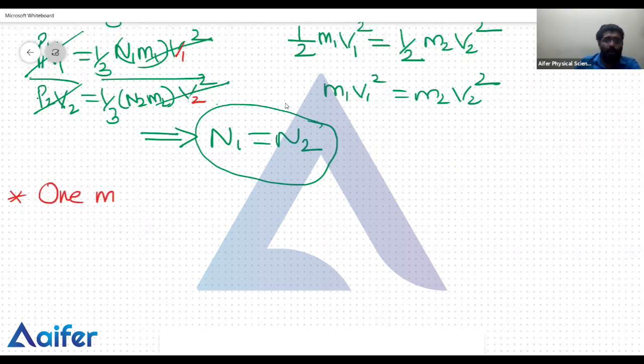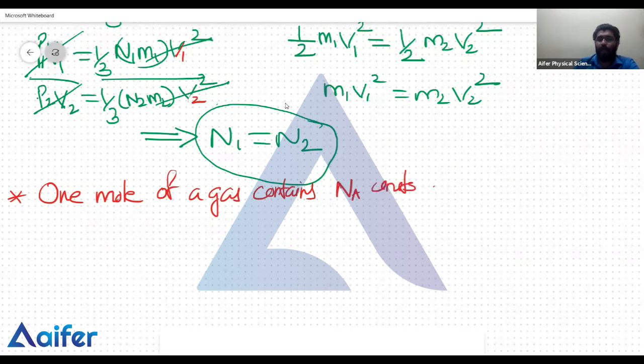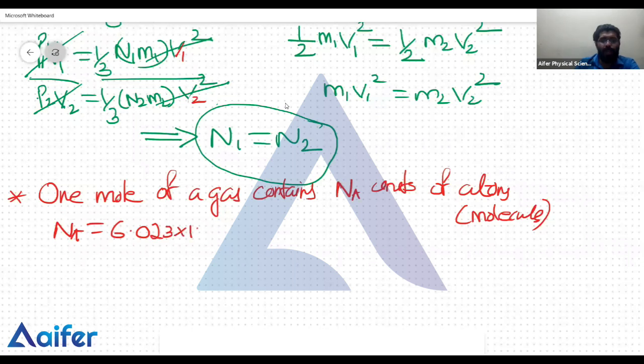1 mole of a gas contains Na, which is Avogadro number of units of atoms. The gas may not be atom, sometimes it may be molecule. 1 mole containing Avogadro number of units, Avogadro number units of atoms or molecule. Okay, what is Avogadro number? You are familiar with that number also. 6.023 into 10 power 23 per mole. In 1 mole, you have this much particles.